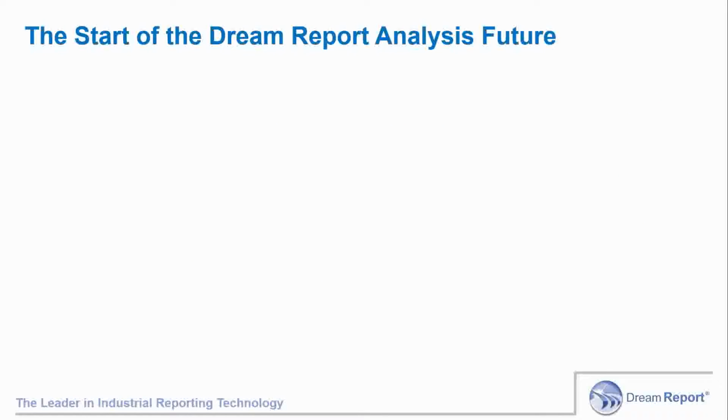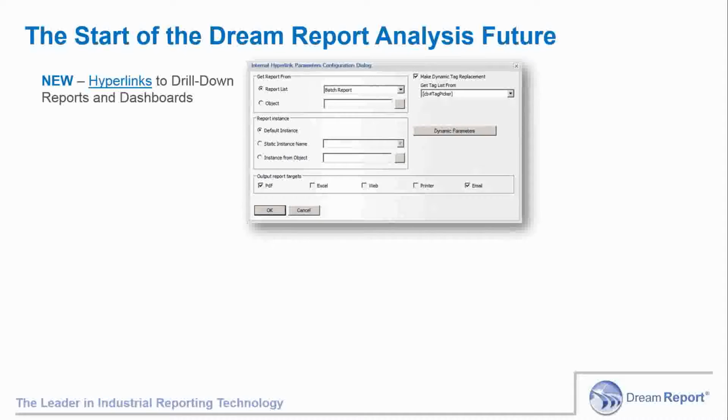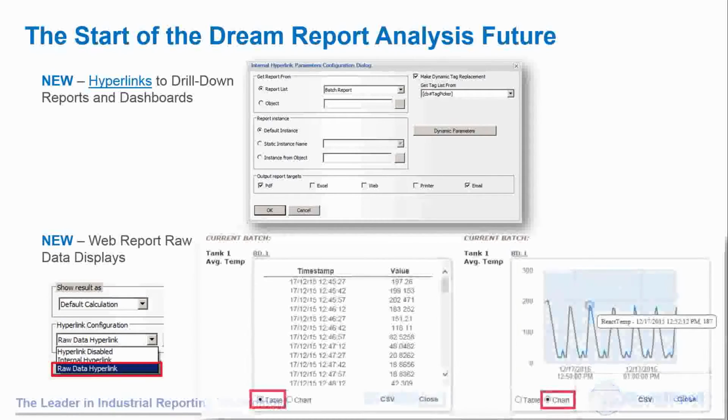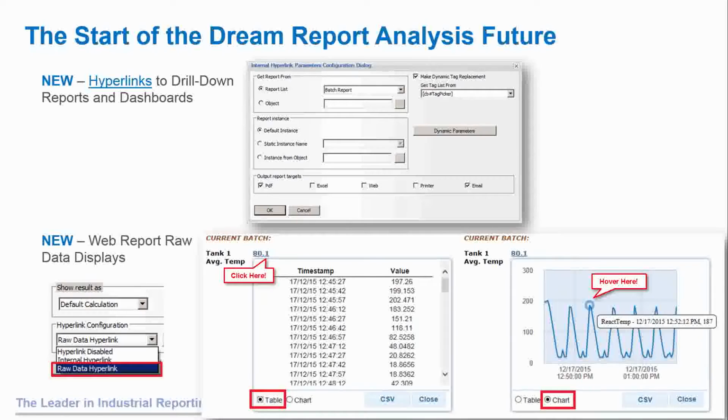With a few clicks, Dream Report delivers the ability to link reports and pass date, time, and tag parameters for drill-down reporting. Alternatively, with a simple formatting option, statistics can link to raw data views in either table or trend formats, with the ability to export the data. This means you can now review variables in your reports and dashboards, and when deeper evaluation is needed, you can simply click on it to see the underlying data.